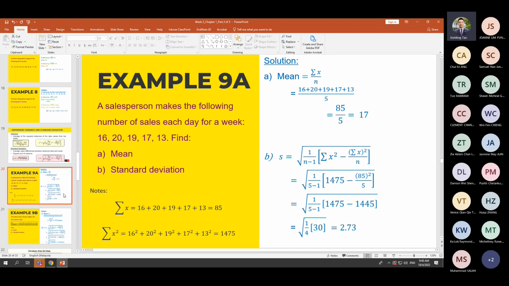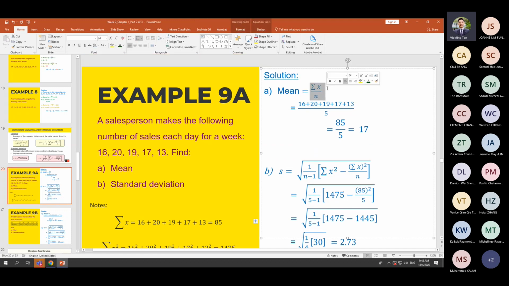Part A, you're asked to get the mean value. Mean value is easy. We can simply use the formula total x divided by n that we already learned this morning. Total x is the total value of the data provided, so we sum all the 5 data values, divided by the number of data available, which is 5. Substitute 5 to here. Simplify, it is equal to 17. That means on average, each day the salesperson can sell 17 units. This is the average sales for this salesperson in a week, 17 units.